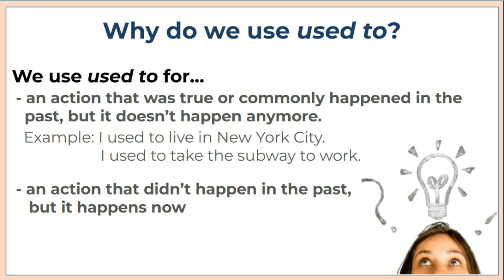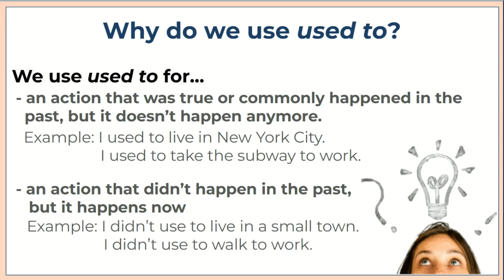The other way we can use it is to explain an action that didn't happen in the past, but does happen now. So this would be the negative form of used to, which would use didn't used to. An example might be, I didn't used to live in a small town. I didn't used to walk to work. In these examples, the person did not live in a small town in the past, but they do now. And they did not used to walk to work, but this is something that they do now.